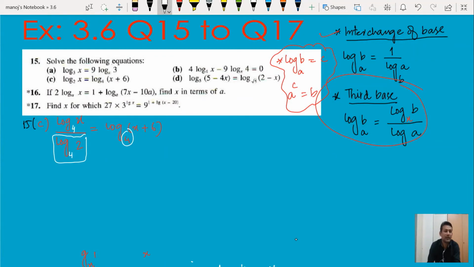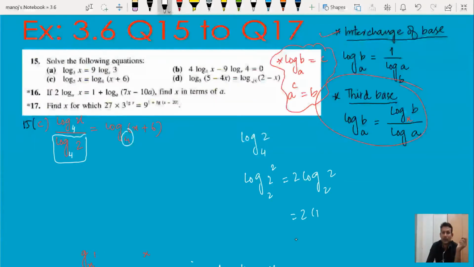There are so many other methods to do. I can also make the base of x, but I just made it 4 and 2. This one is a little bit difficult. When you have a situation like 2 and 4, it is very simple. You can make this a power of 2, and this 2 will move as a coefficient, and log 2 and 2 is equal to 1, and this is it.